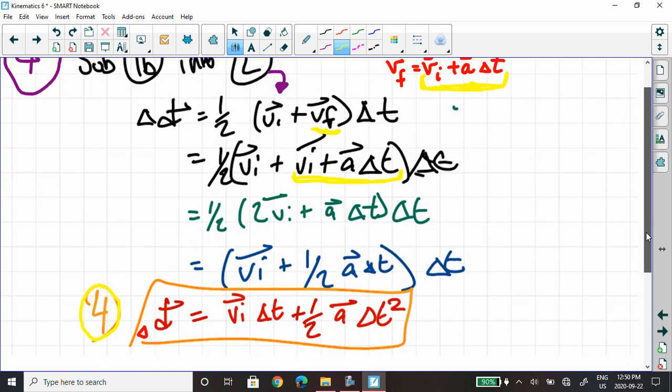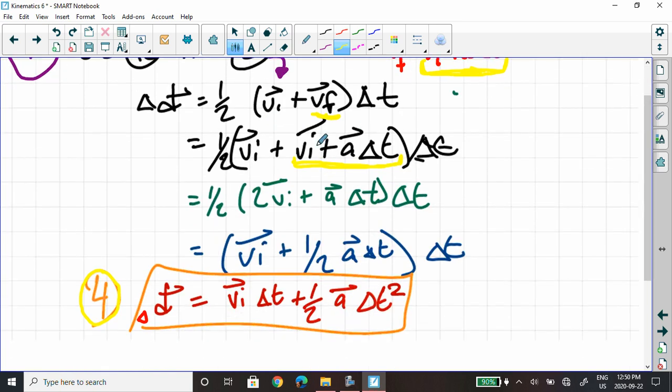Now, within this bracket, I'm going to collect like terms. Look, I have a VI plus a VI gives me 2 VI. The half remains, the bracket remains, the acceleration multiplied by time remains. I close the bracket and I still have this delta t at the end here.